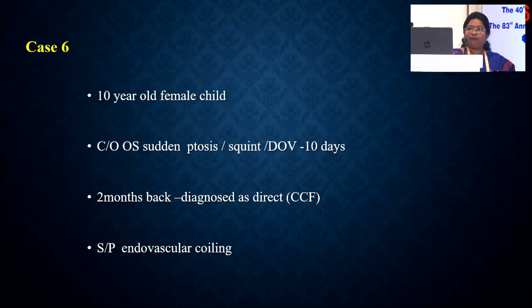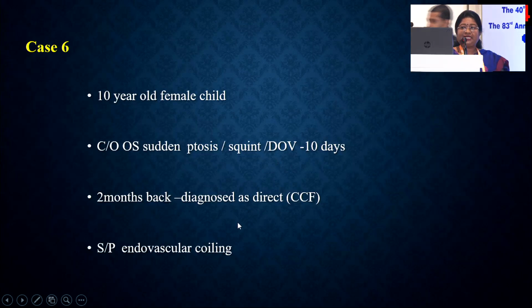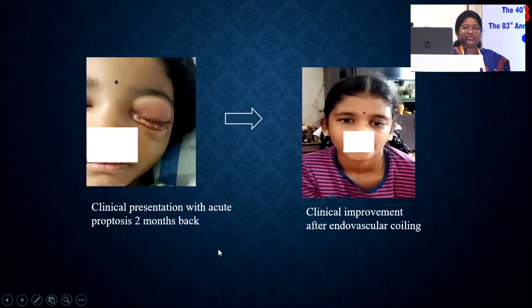So this is a 10-year-old female who was referred to us with complaints. In fact, this patient was referred by an interventional neurologist who said that the patient has come back with a sudden drop in vision in the right eye for 10 days. And we had just done a CCF management 2 months back. We had done an endovascular coiling for this kid. So this was the picture he shared with me.